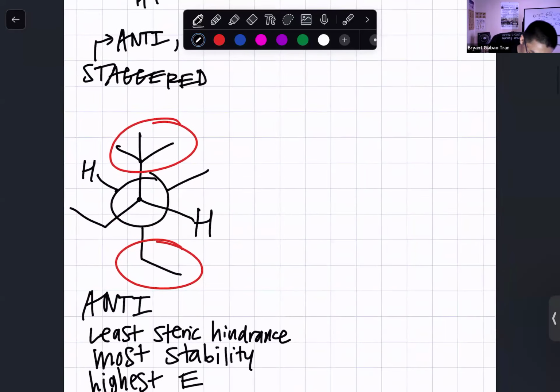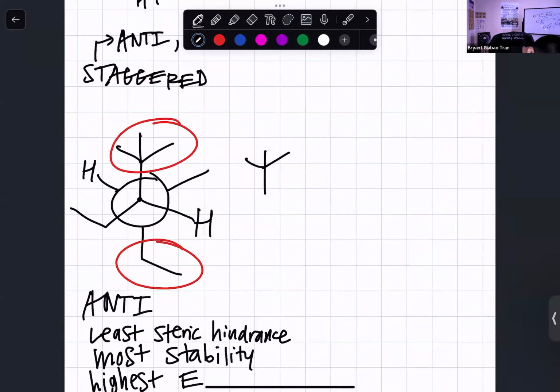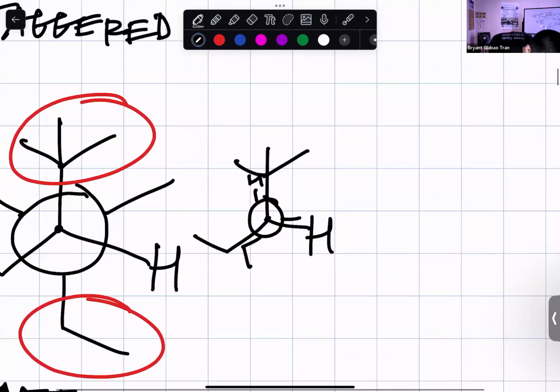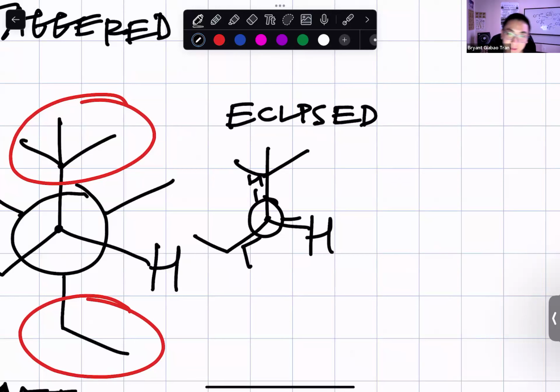So now I'm going to rotate the back carbon groups 60 degrees. Keep the front groups the same. In the back carbon, we have 3 groups, and I'm going to rotate them like this. Boom, and boom. Now notice how they are on top of each other, 0 degrees apart from each other. This is what we call the eclipsed conformation. They're eclipsing each other.